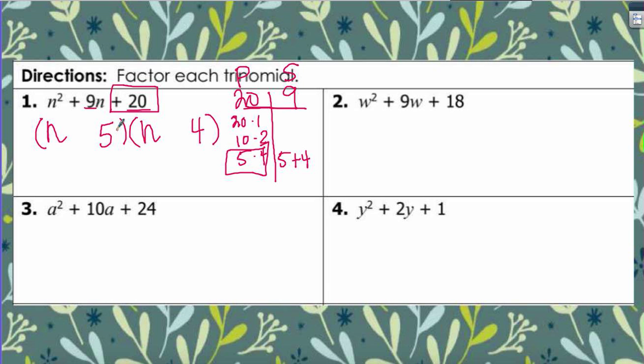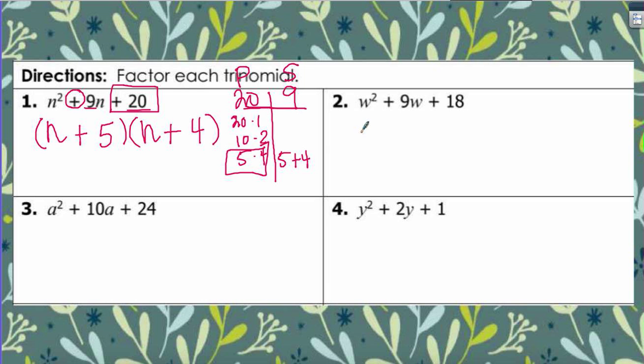When they multiplied, 5 and 4 gave me a positive 20, so they had to be the same sign. They could have both been negative, they could have both been positive. The thing that lets me know the signs that need to go in the middle is this first sign. If that's a positive 9n, then these must have been positives as well, because if they were both negative, then it would have given me a negative 9n in the middle, and that's not what happened.